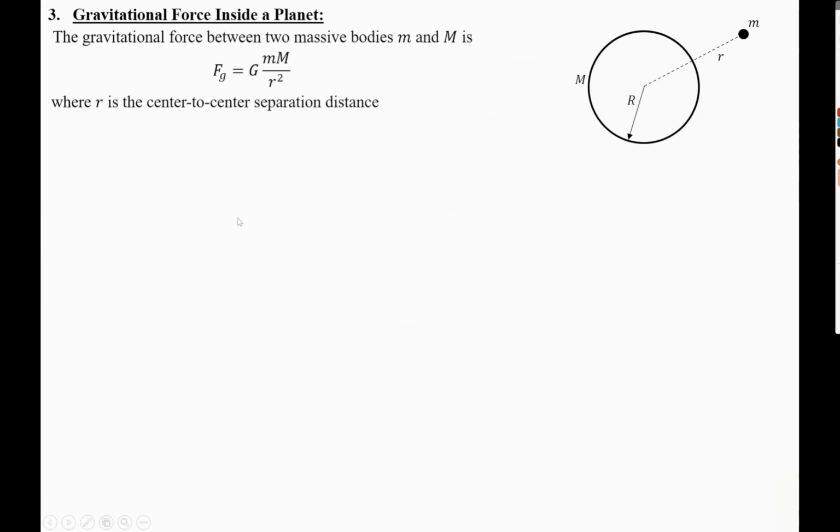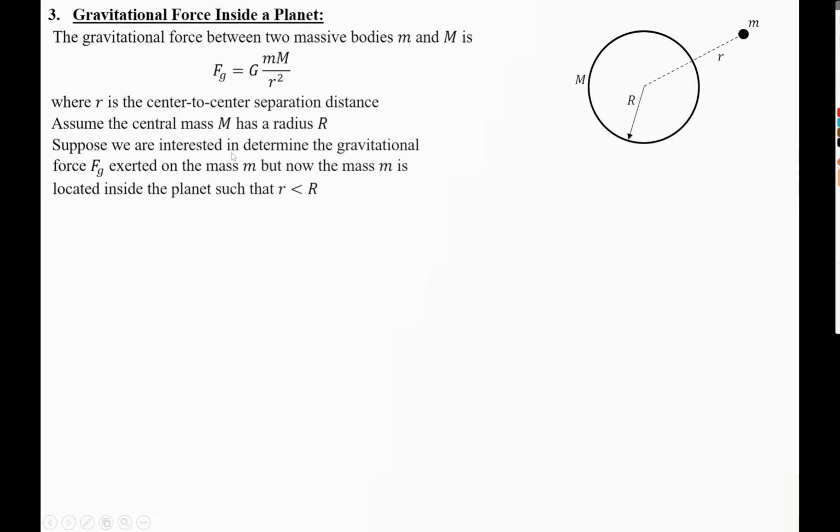Now, section 3, gravitational force inside a planet. The gravitational force between two massive bodies M and m is given by that. Now here, we can apply this formula whenever the small mass is outside the planet. Assume the central mass has the radius capital R. Suppose we are interested in determining the gravitational force exerted on the mass m, but now the mass m is located inside the planet such that r is less than capital R.